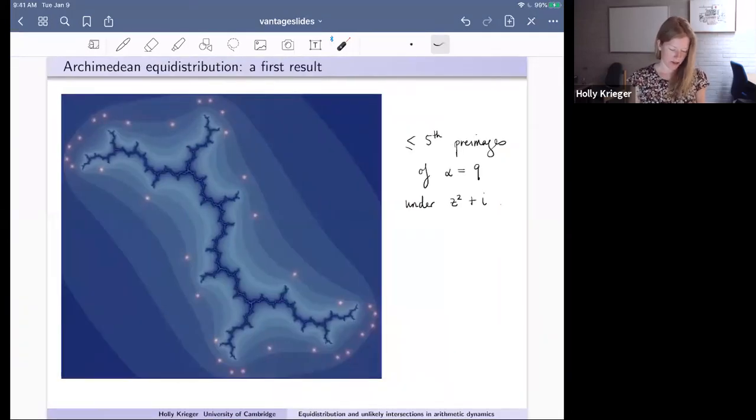Here's another version of that exact same phenomenon, but this time I've taken a point which is not in the Julia set to start out with. In fact, it has nothing to do with the Julia set, which is alpha equals 9. Now the points which are pre-images don't live inside the Julia set, but they are still going to glom in, as I take larger and larger pre-images, onto that Julia set, in fact, onto that equilibrium measure.